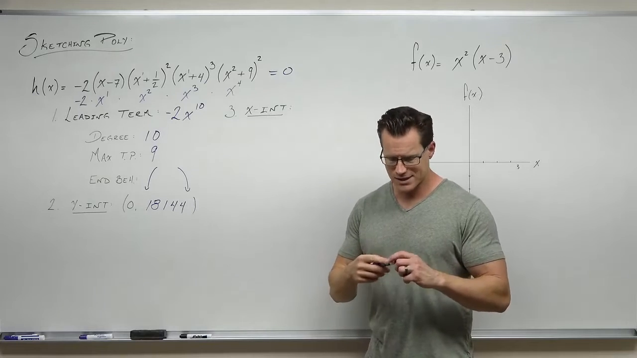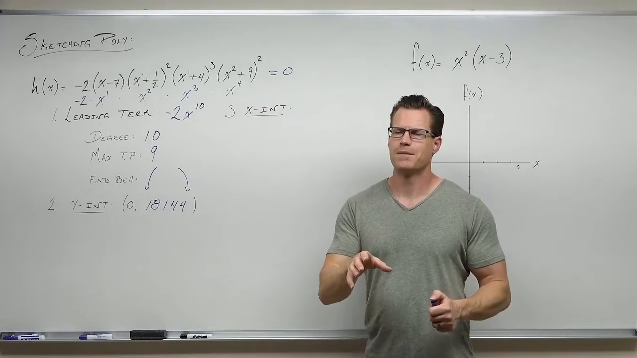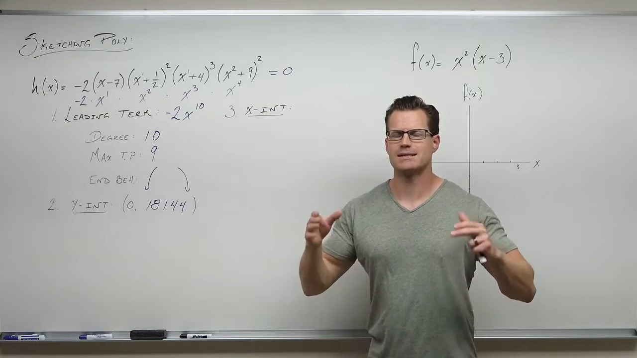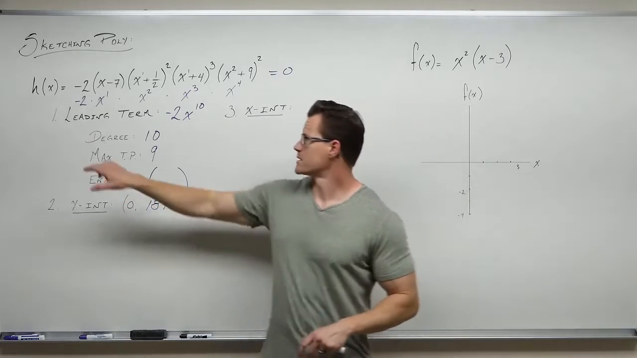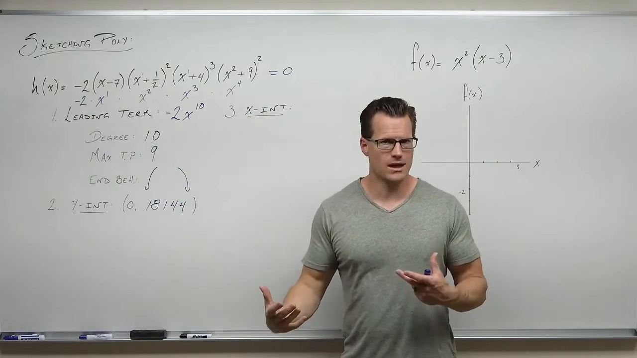And what we're going to do is we're just going to set every factor that has a variable in it equal to 0. Now listen, your coefficient makes no difference as far as your x-intercepts. It does not matter. So you never set this coefficient equal to 0. It doesn't have a variable. It's not going to change your x-intercepts.